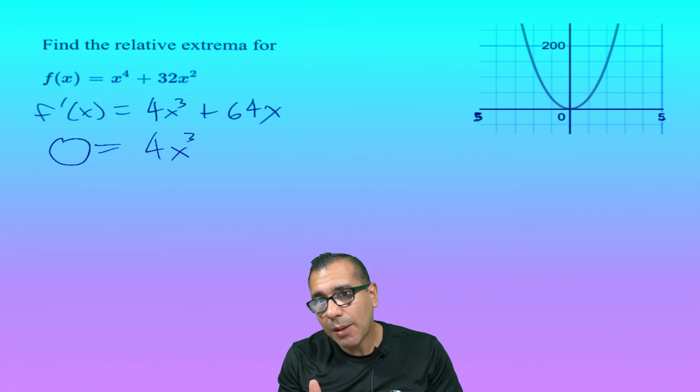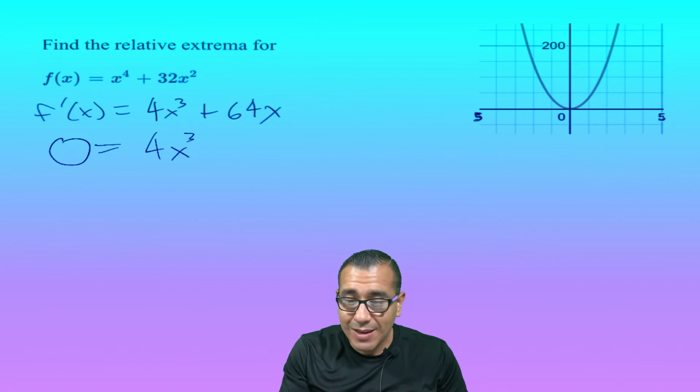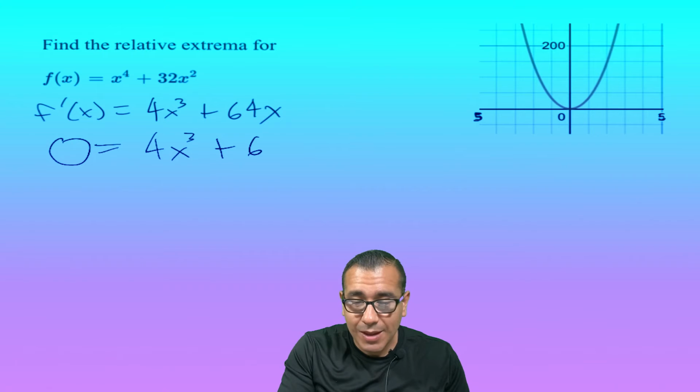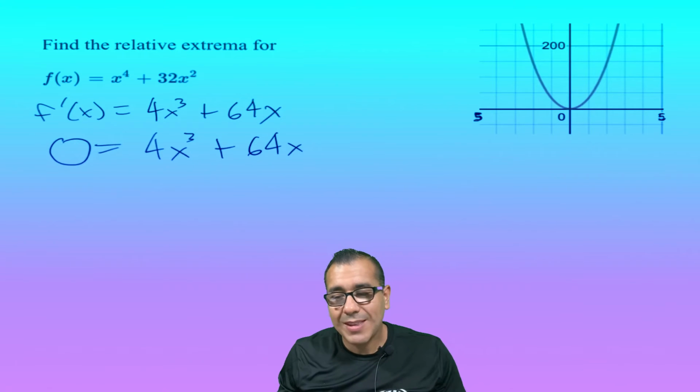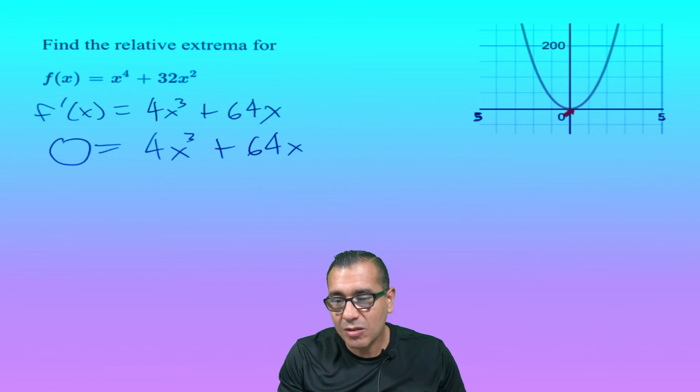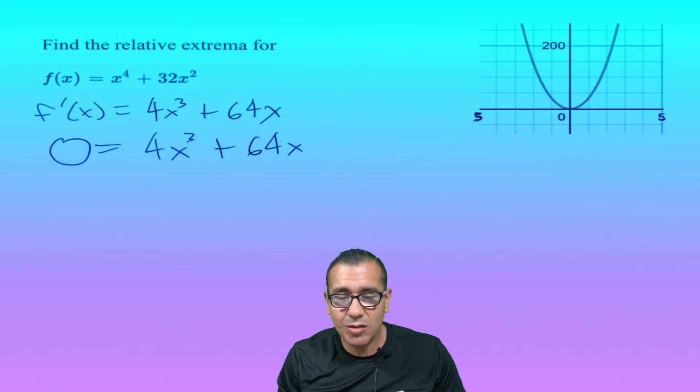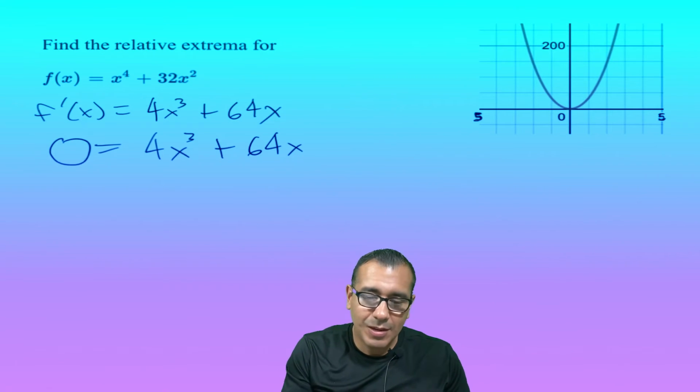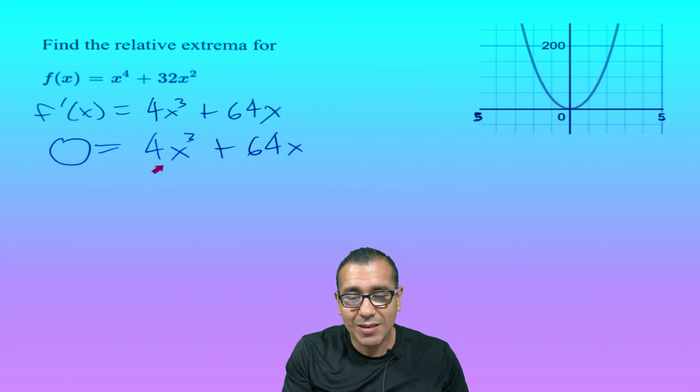So if you didn't get that before, make sure you write that down. Setting this f prime equal to 0 is what's going to help us find these peaks, if I had a peak or a valley, right? The lowest points. So that's what it's doing. So here we're going to go ahead and solve this.